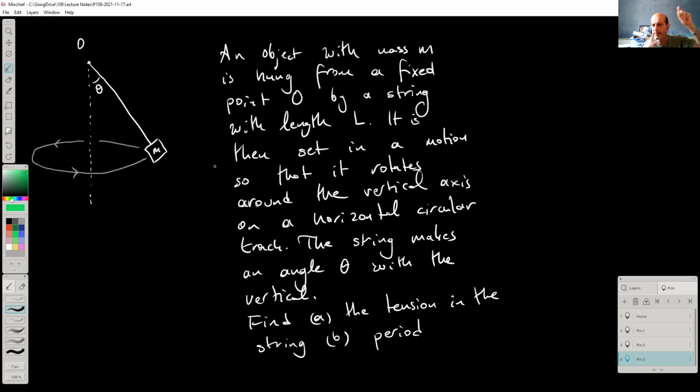It's not an assumption, so I'm just going to look at that situation, okay? So that's a fixed point. So that's tied to a fixed point by a string. So the string has length L, okay? And then this is just given some kind of a motion so that it basically rotates in this horizontal plane in such a way that that angle is theta. You would like to find the period or whatever. I mean, you would like to find, for example, the speed and whatever. So I can express everything in terms of the angle theta.